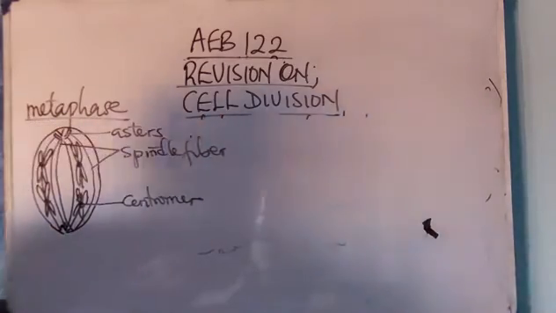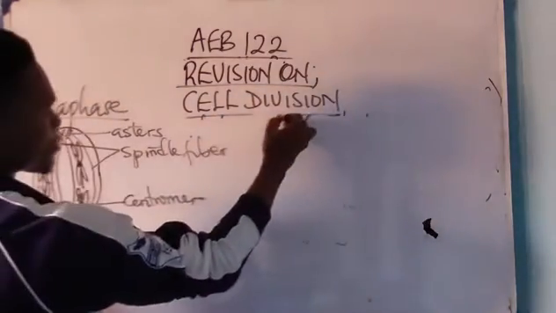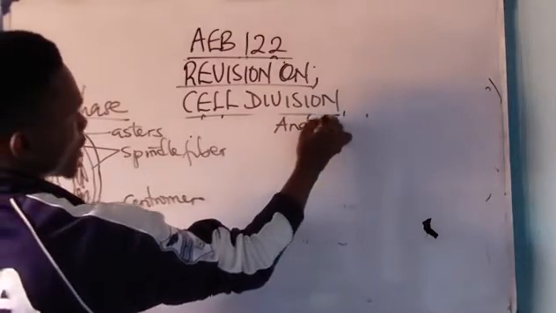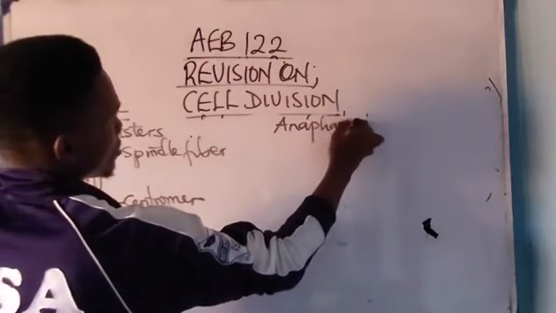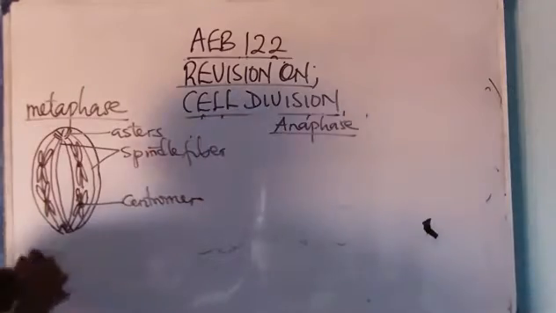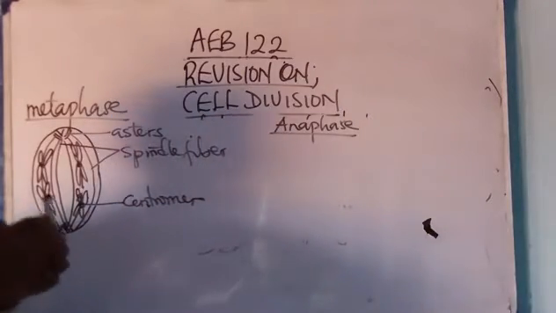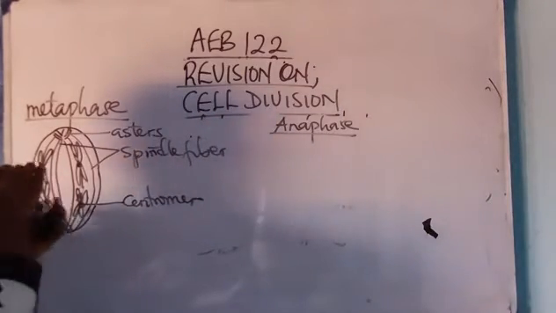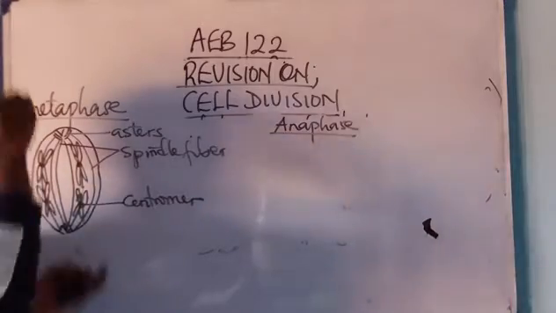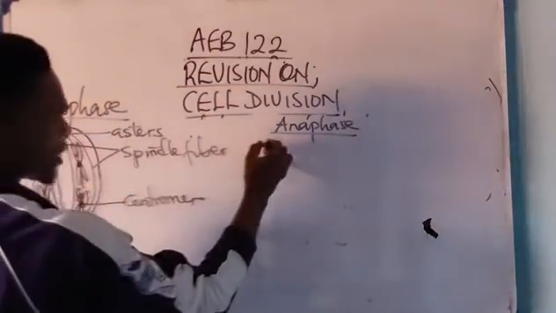Then during the anaphase, they will split, and the pair of sister chromatids will move what? Towards the opposite pole, like this.